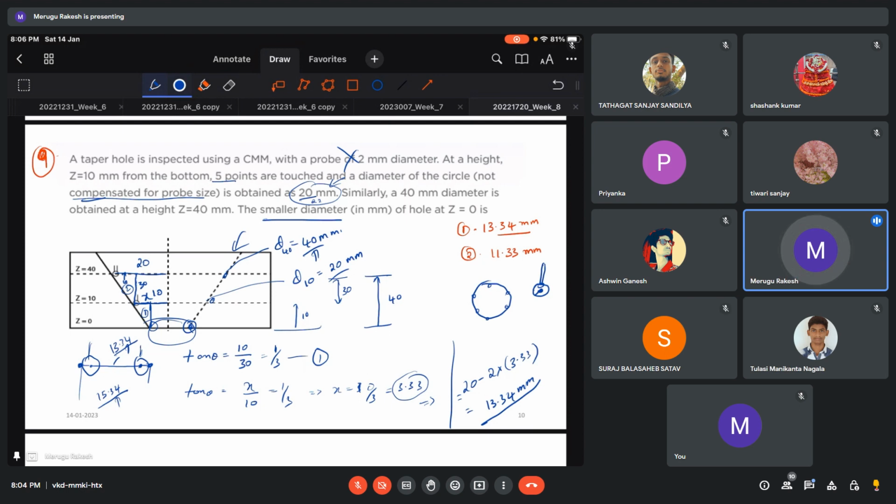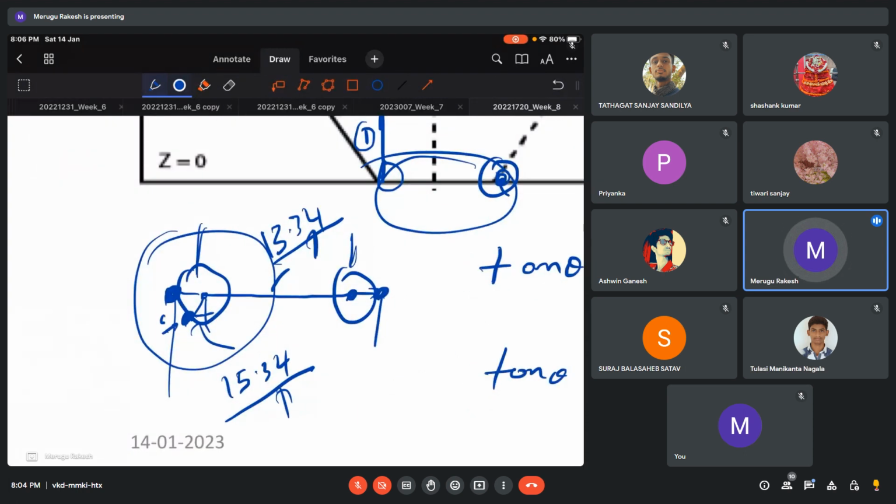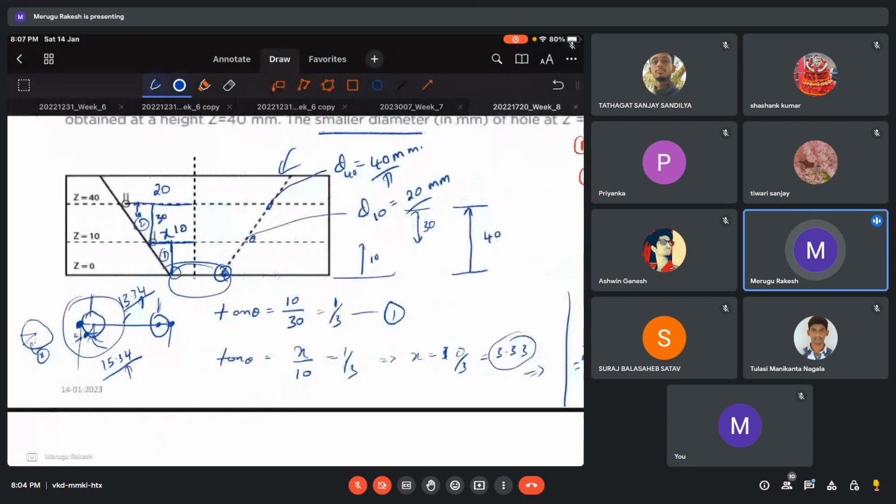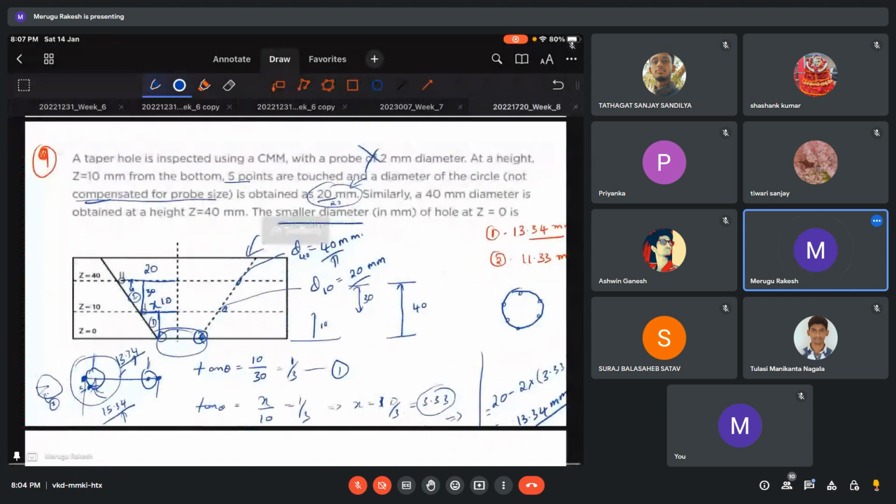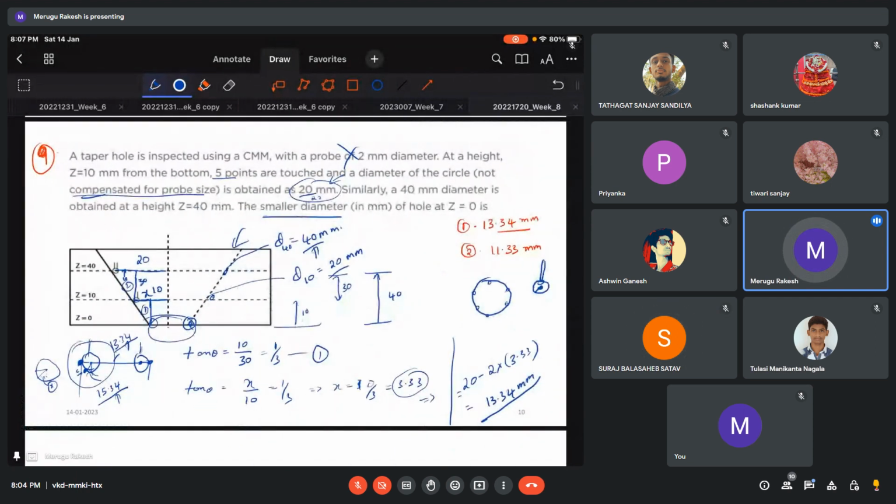So this 20 is an error because you are not considering compensation, and you cannot add 2 directly, because here I have mentioned we don't know whether it is contacting here or here. Suppose it is contacting here, you need to get this value. Suppose it is getting contact here, you have to get this value. That's the error in measuring. Yes, understood. That's why you can go without compensation.